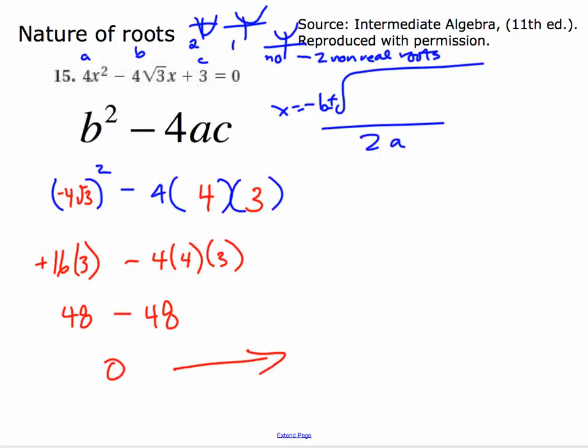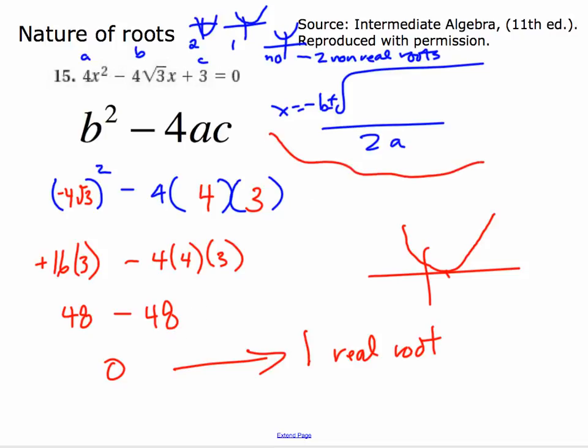Because it's 0, that means that there's one real root. Or that if you looked at that parabola, it would come down and touch the graph at one distinct spot. It wouldn't cross it the whole way. It would just come and touch it at one point. The discriminant doesn't tell us where. We'd have to use this whole formula to figure out where, but it does tell us that it comes down and touches once.